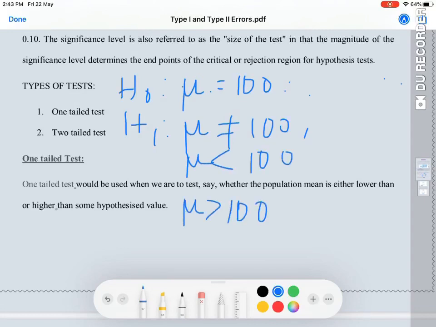Okay, so in this first case, if I want to draw a graph and test it, this is my graph. I'm taking a normal distribution graph, and I have a not equal to symbol. So I don't know where the error region is. I don't know if it is towards the left hand side or the right hand side.